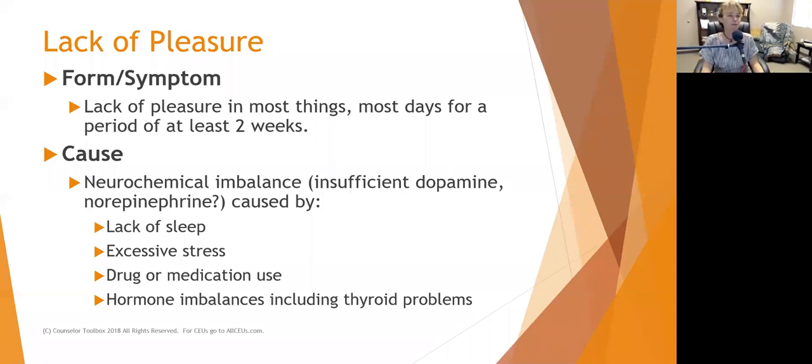So you can open the group up and start talking about, what do you think might cause you to have lack of pleasure, or anybody to just experience lack of pleasure in most things, most days, for a period of at least 2 weeks. And a lot of times it's a neurochemical imbalance caused by either insufficient dopamine or norepinephrine. Dopamine is your pleasure chemical, and norepinephrine and glutamate are your get up and go chemicals and your focus chemicals. And those can get out of whack because of drug or medication use, excessive stress, lack of sleep, hormone imbalances. I start brainstorming with them other things that could potentially, or have in the past, made them feel just blah.